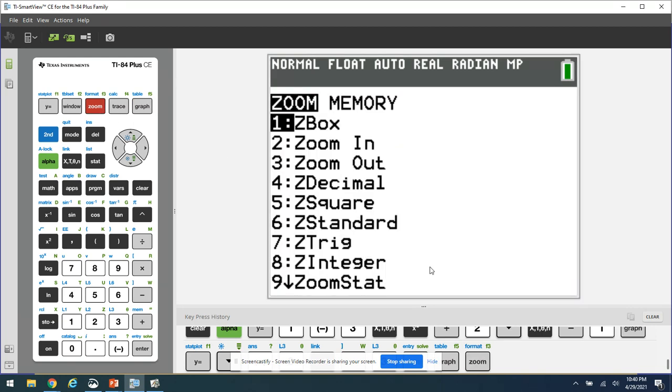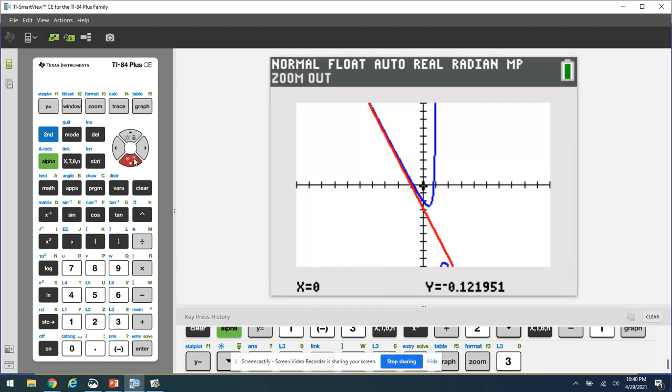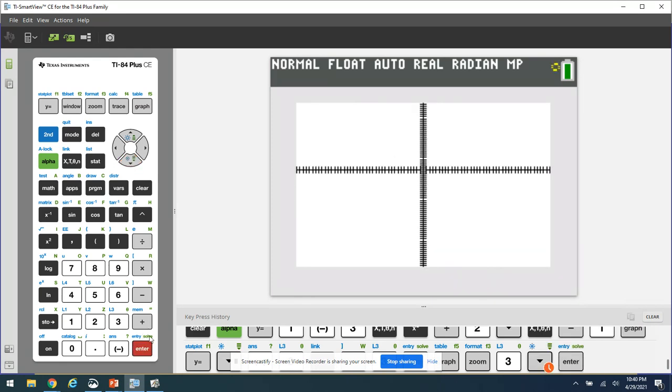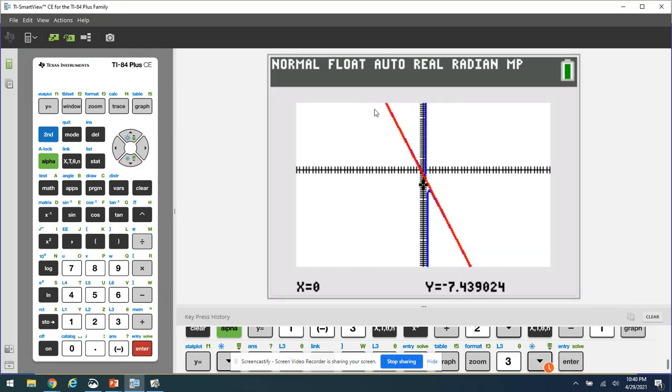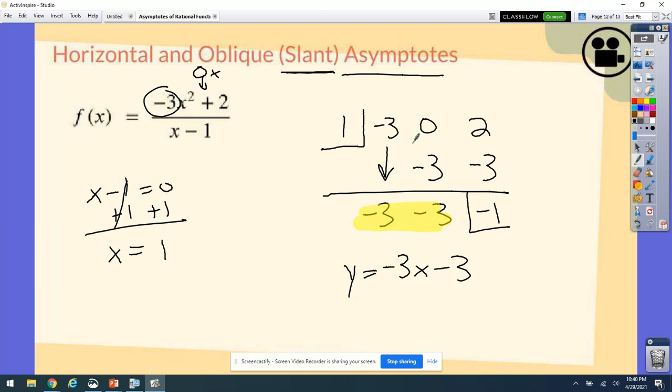And if you want to see that other bottom portion, we can zoom out and move this down a little bit, and you notice that line goes nicely down this section where it splits it in half. And that's our slant, or oblique, asymptote, and that's how we use synthetic or long division to figure out what that equation is.